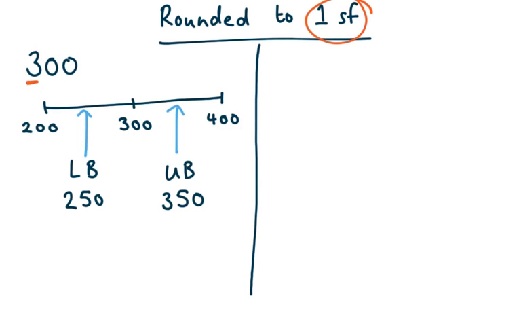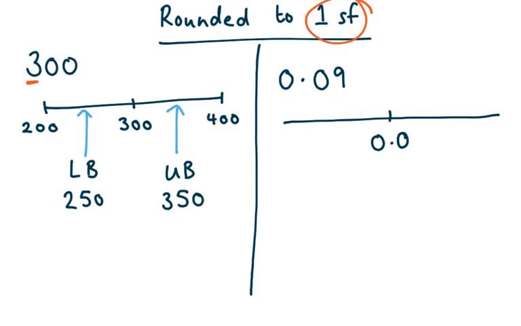These have been rounded to one significant figure. 0.09 has been rounded to one significant figure. Pause the video, have a go now if you want to. One significant figure, look at 0.09, where's the first significant figure? It's the 9. That is the second decimal place. So it's the second decimal place that needs to change.